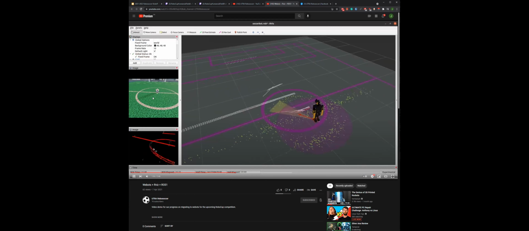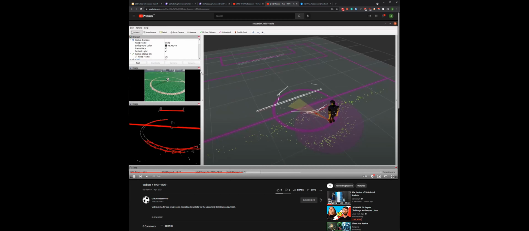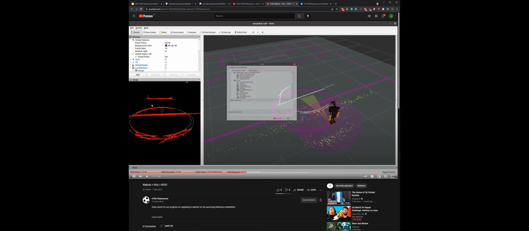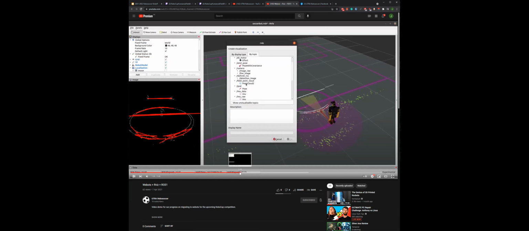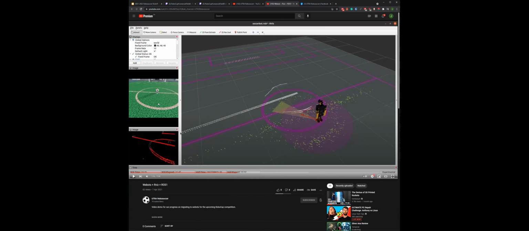So if you could see here, can you see my mouse? I can see it. Yeah. Okay. You can see here, this is the original. Okay, I got rid of it. But that was the original image.